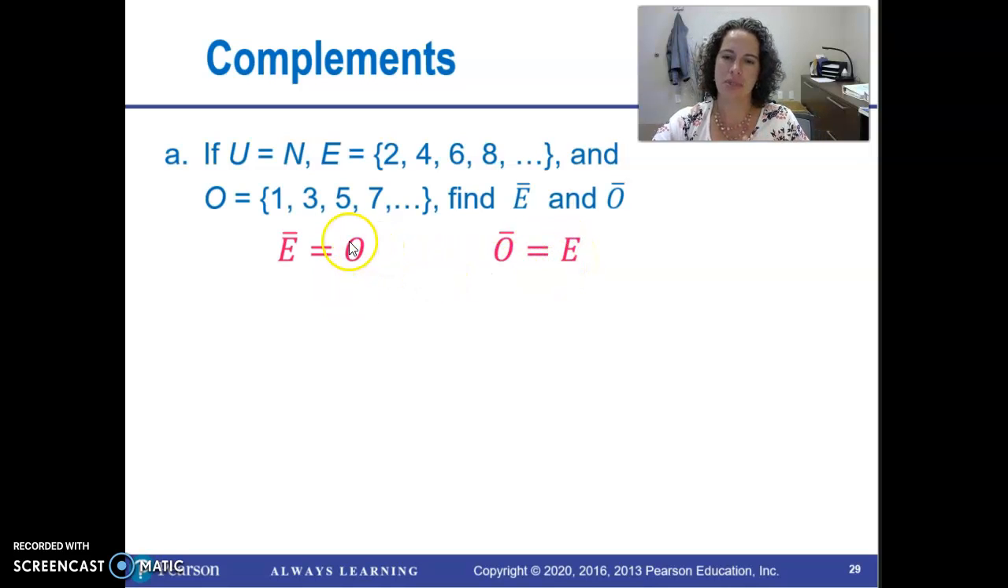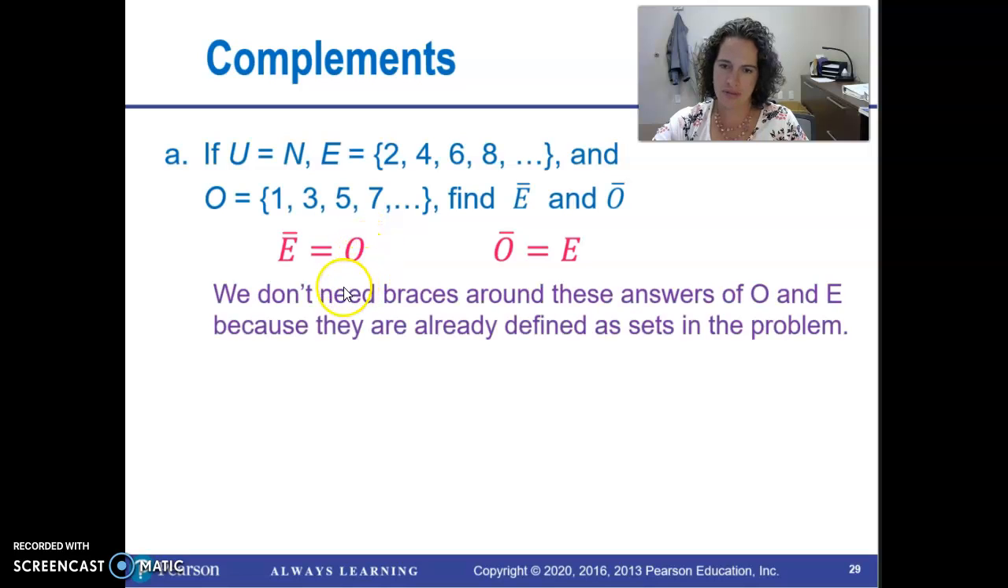Now, you'll notice I didn't put the little braces around these. We don't need the braces because O and E were already defined up there in the question. So when we say the complement of E is O, we're saying it's the O set. We could have listed it all with the set notation, 1, 3, 5, 7, and so on, but it was just easier to say the set O. It doesn't need braces when you're talking about a set.